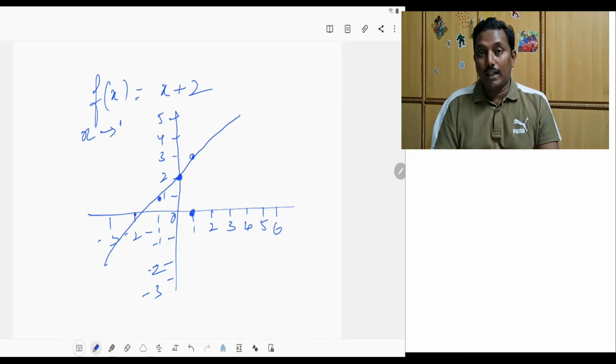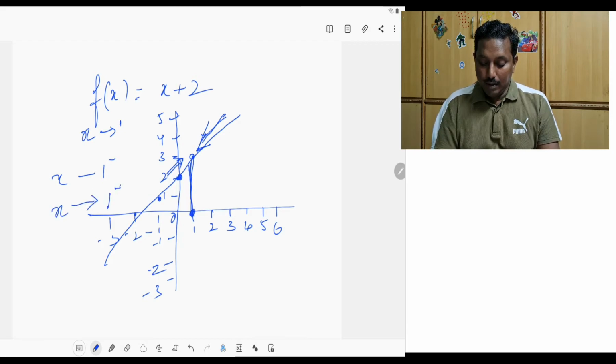Suppose you wish to find out what value f of x approaches when x is nearing the limit 1. So that we are going to find out. This is 1 on the x-axis. You can approach this from the left hand side, or you can approach it from the right hand side. When we approach from the left hand side, we say x approaches 1 minus. If we approach from the right hand side, then we say this is the right handed limit, 1 plus. We put the plus at the exponent place. If you put minus at the exponent place, that means we are approaching the limit from the left hand side.